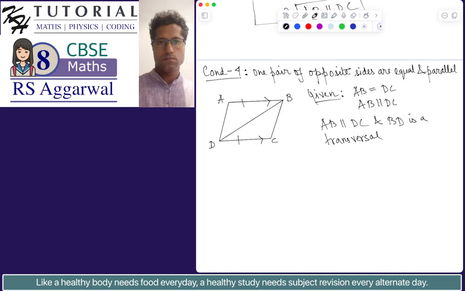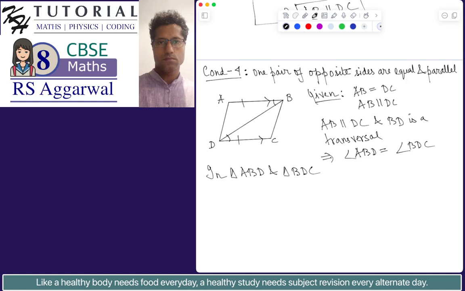Therefore, the alternate interior angles will be equal. This implies angle ABD should be equal to angle BDC. That is, this angle should be equal to this angle based on the given fact that AB is parallel to DC. Now, we consider the triangle ABD and triangle BDC to establish a congruence relation.